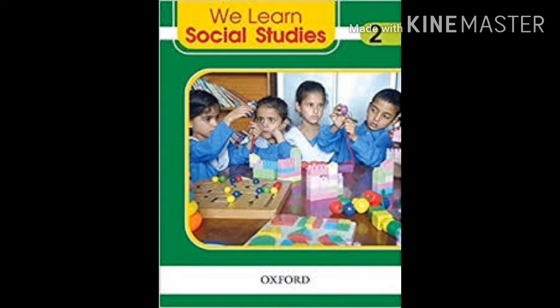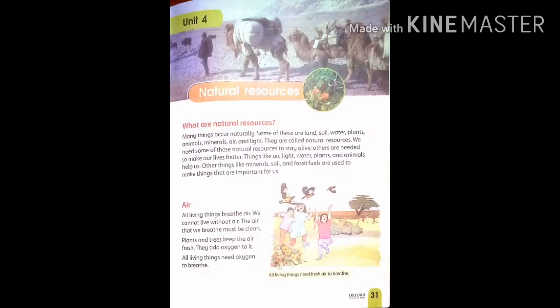This is Oxford Social Studies for class 2. Now come to page number 31. First of all, mention the date and day on the top of the page. Today we are going to start unit number 4, and the title of the unit is Natural Resources.